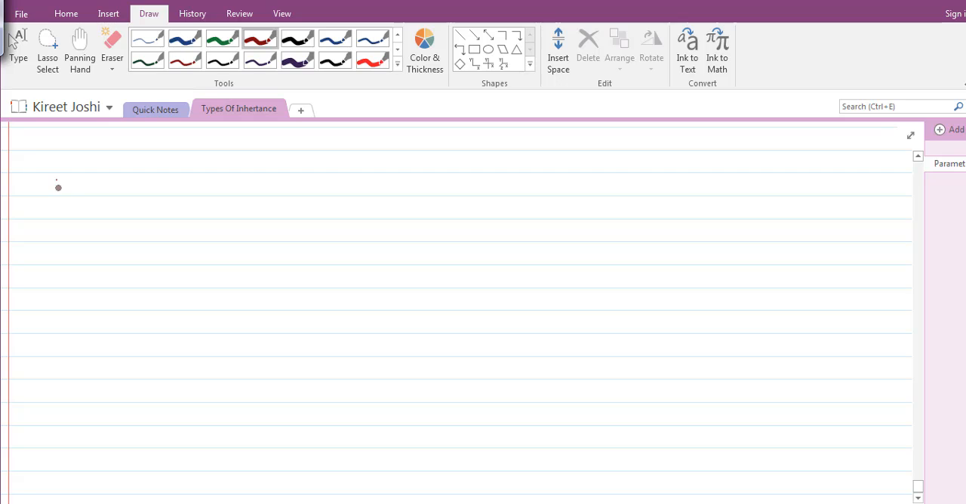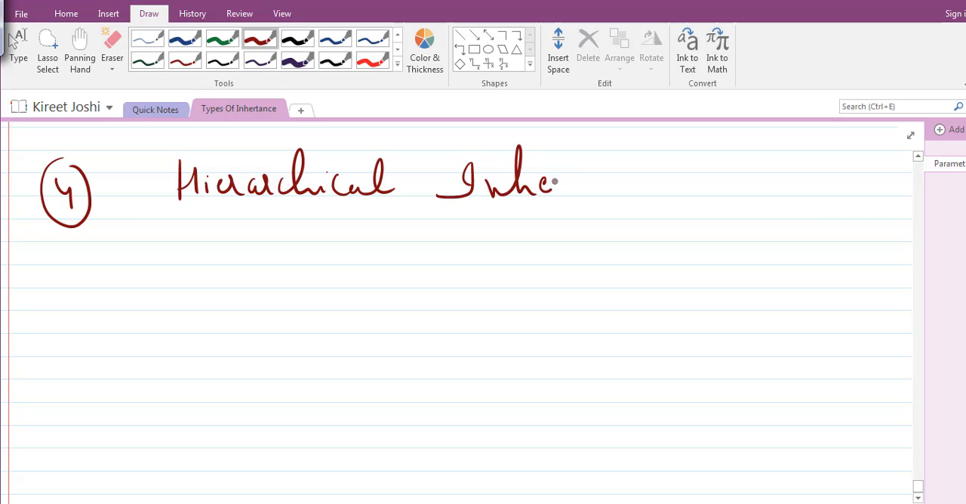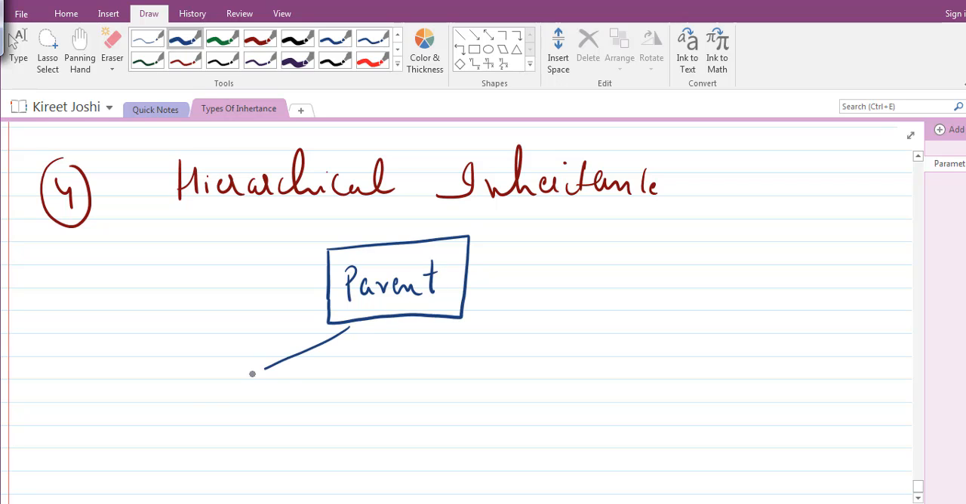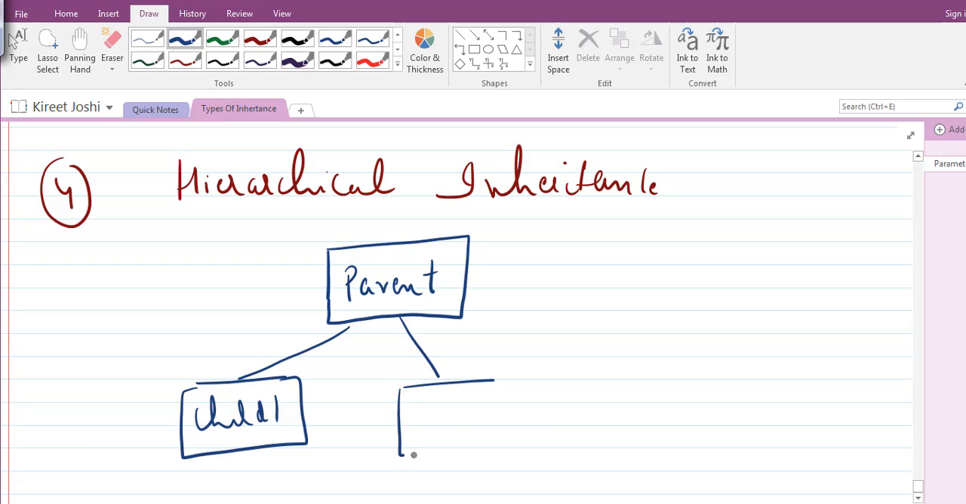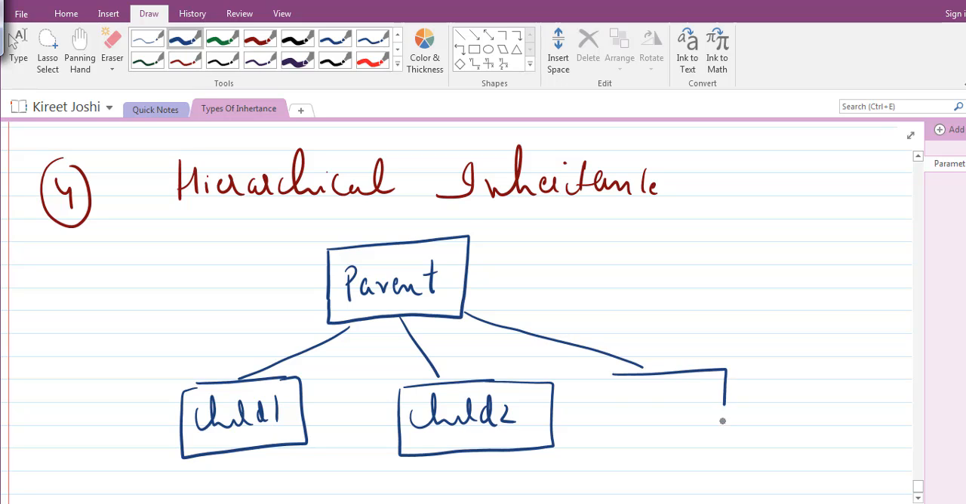So the fourth type of inheritance is hierarchical inheritance. So it says that for a single parent, this is a single parent, it can have n number of child classes. So this is, for example, child 1, this is child 2, this is child 3, and so on.